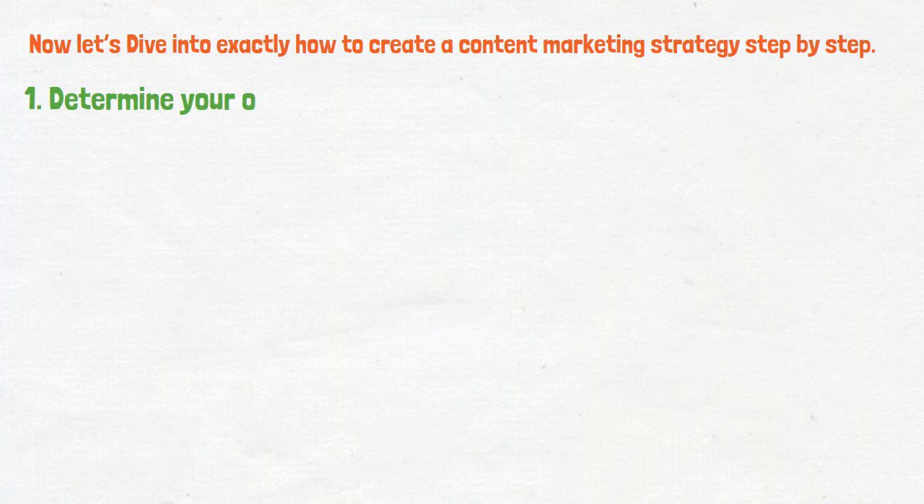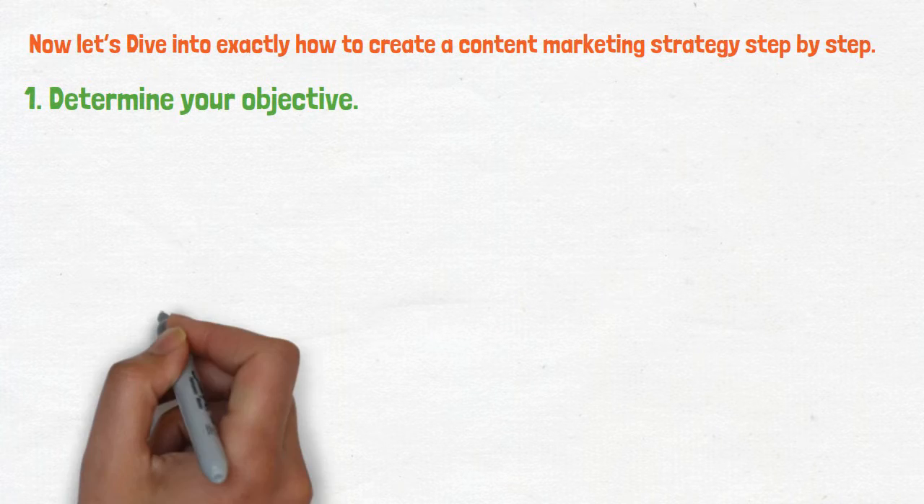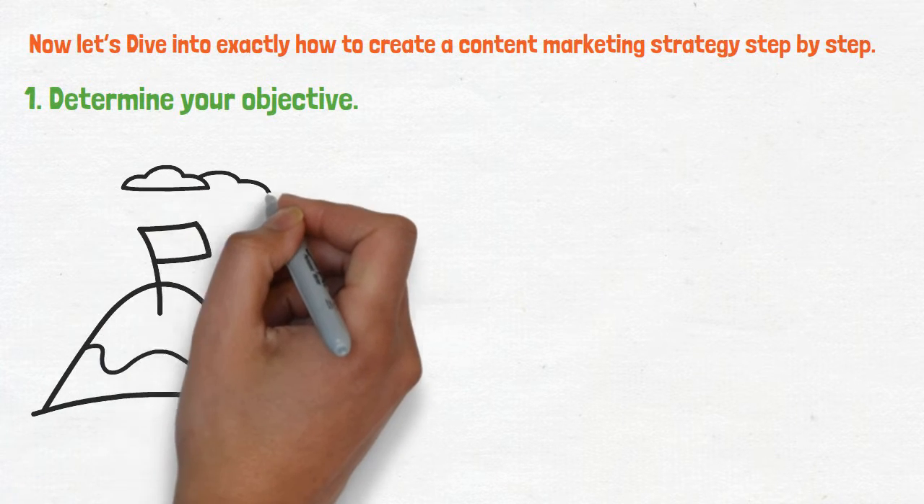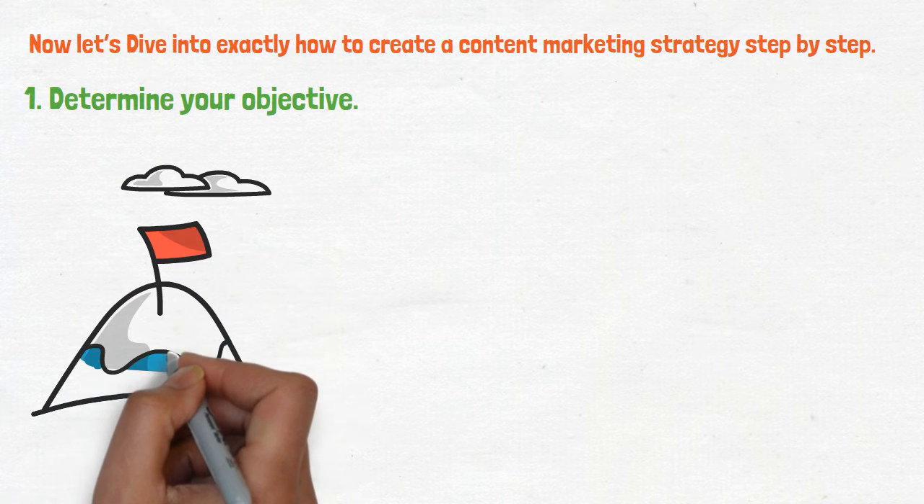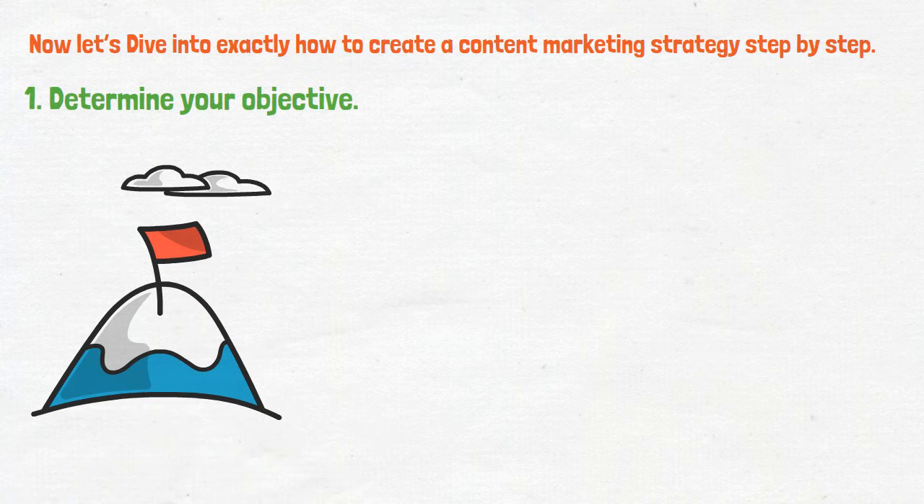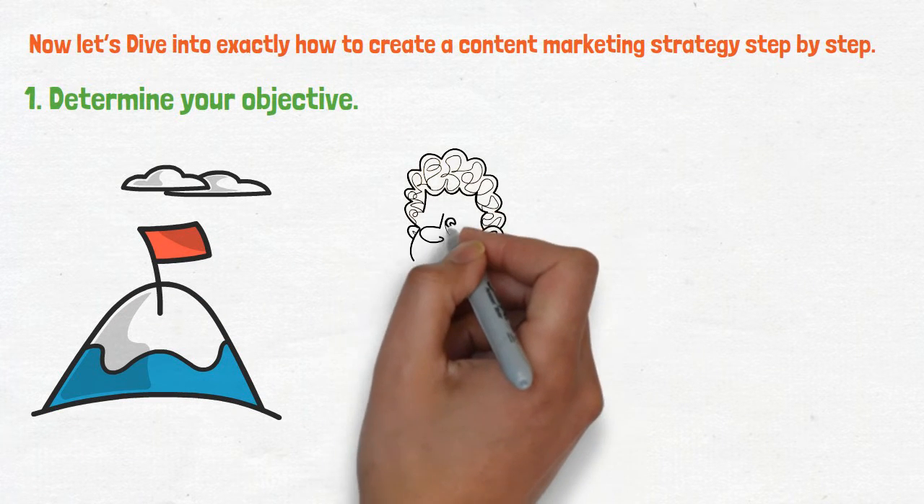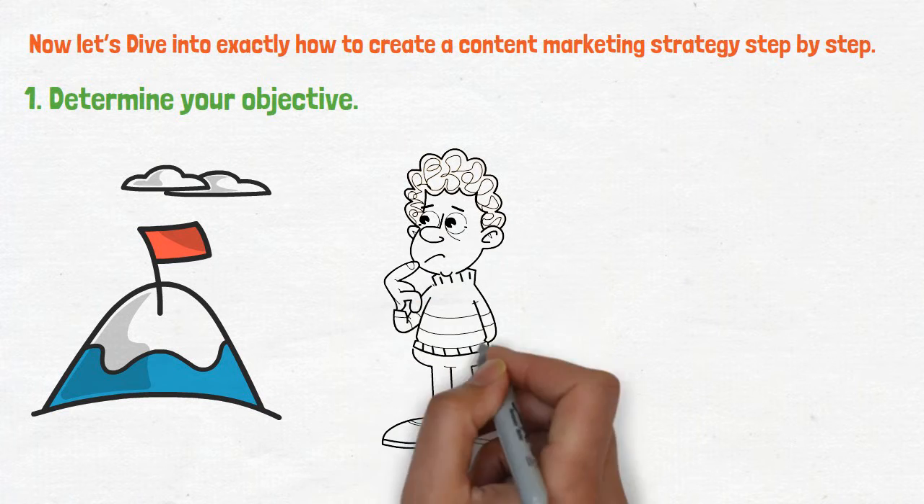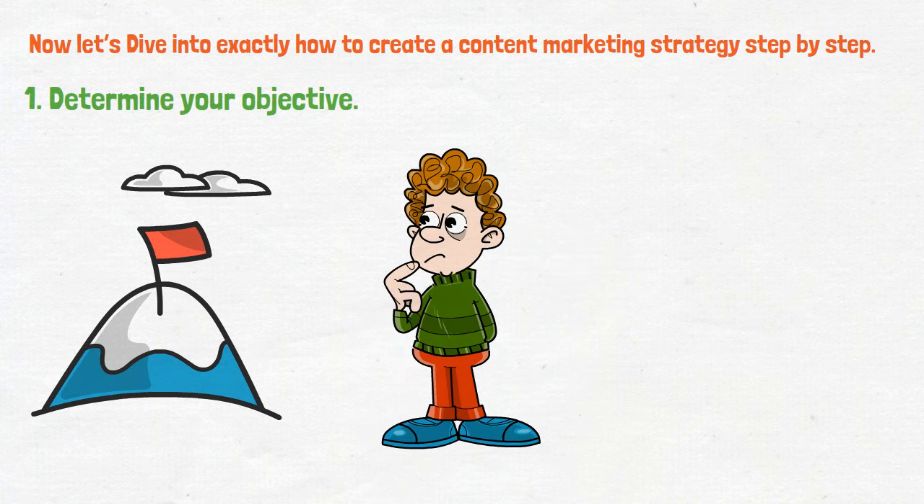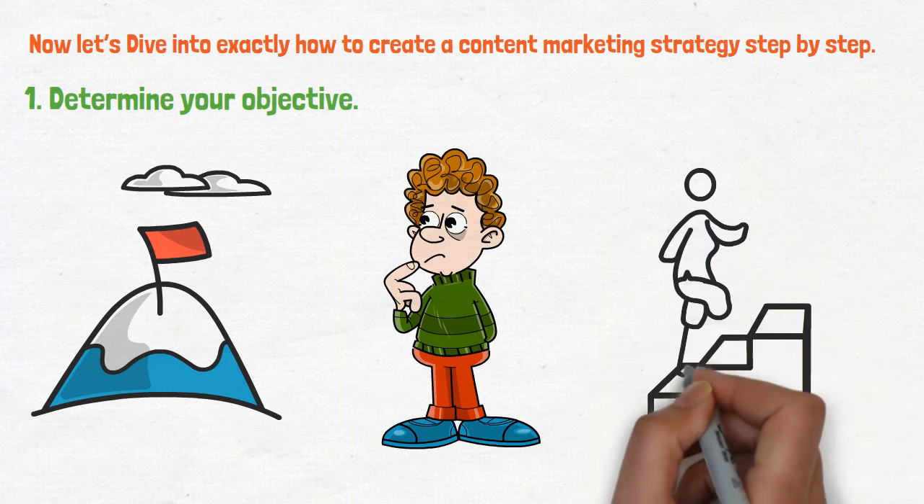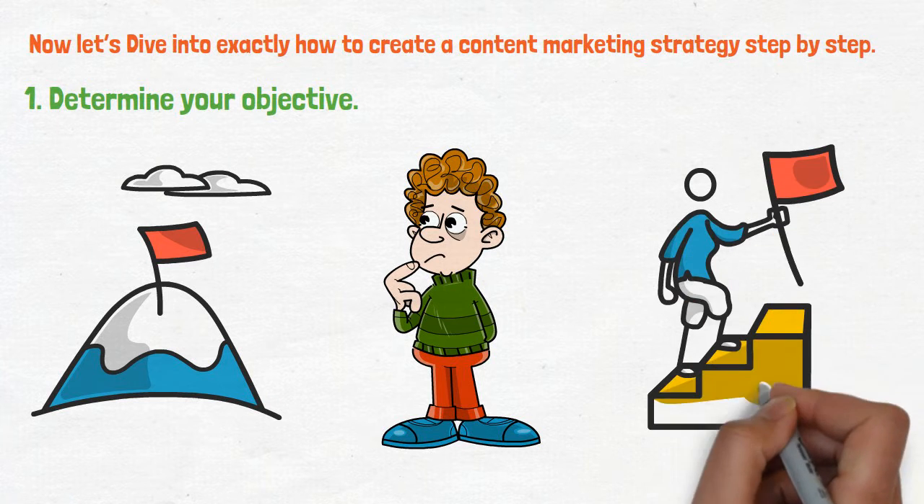Number 1, determine your objective. What's your goal for creating a content marketing strategy? Why exactly do you desire to generate material and produce a content marketing strategy? Know your objectives prior to starting, and you'll have a much easier time figuring out what's most ideal for your content marketing strategy. Number 2, perform persona analysis.